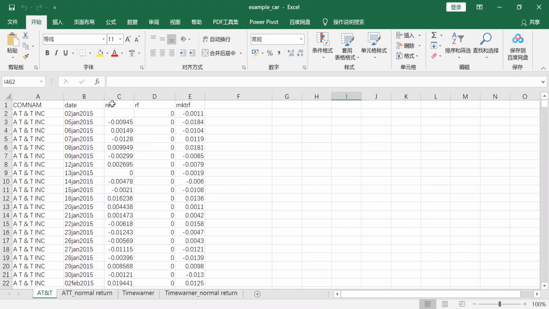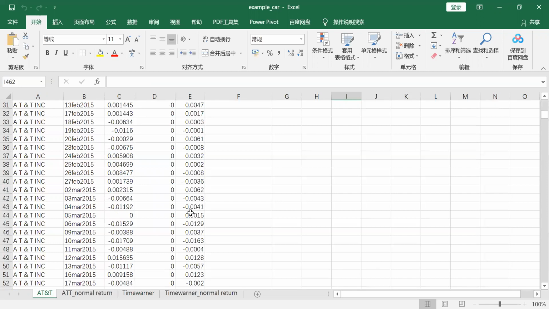And I already calculated the return for you, the daily return of all these days. And this is the risk-free rate. You can see from the data, it is almost zero for every day. And this is the market risk premium, which is the market return minus the risk-free rate. Because the risk-free rate is almost always zero, you can think of this as the market return.